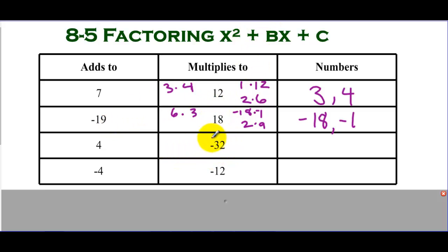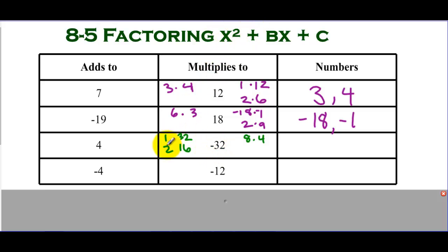Okay, so in my third example, I need a negative 32 product, and I need a positive 4 sum. So again, I'm thinking about numbers that multiply to 32. I have 1 and 32. I have 2 and 16, and I'll put over here, 8 and 4. That looks like the things that multiply to 32. Looking at this, none of these adds up to 4, but the problem is that in this case, I need a negative 32.